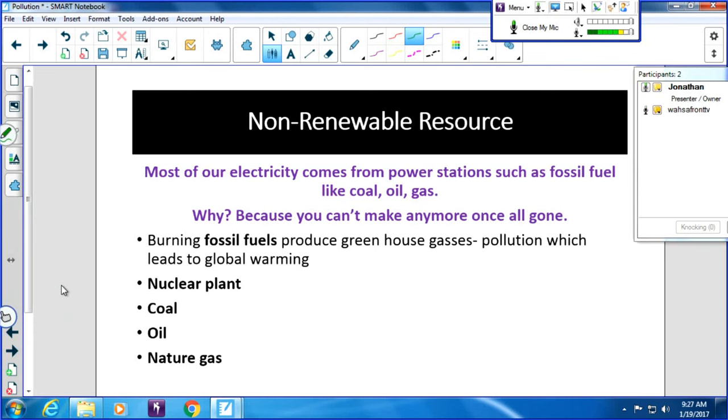Most of our electricity comes from power stations that use fossil fuels like coal, oil, and gas. But once it is gone, we cannot make it anymore. So we must keep in mind these resources. We still have them, but if we all use them very quickly, we won't be able to have them anymore. So again, fossil fuels, for example, nuclear plants, coal, oil, and natural gases.